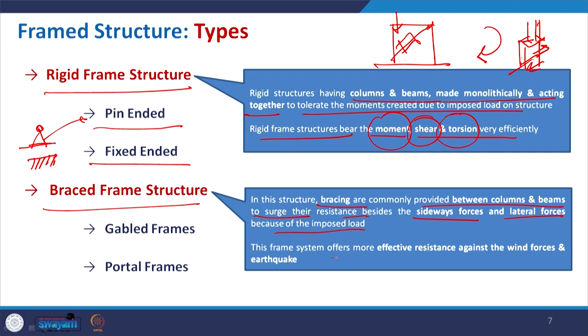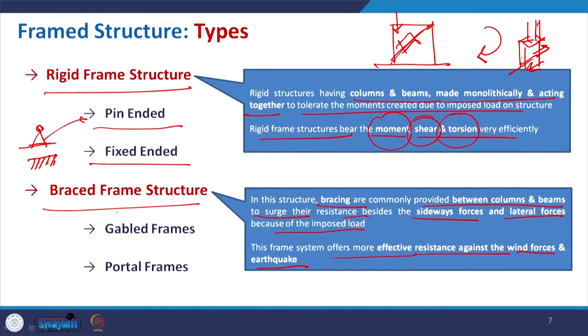This kind of frame system offers more effectiveness during wind force and earthquakes, as already mentioned. Along with the frame structure's beam-column connection, if we connect it diagonally with bracing, that makes it more resistant, protecting your building from lateral load, that is wind load, or from the movement and vibration during an earthquake.